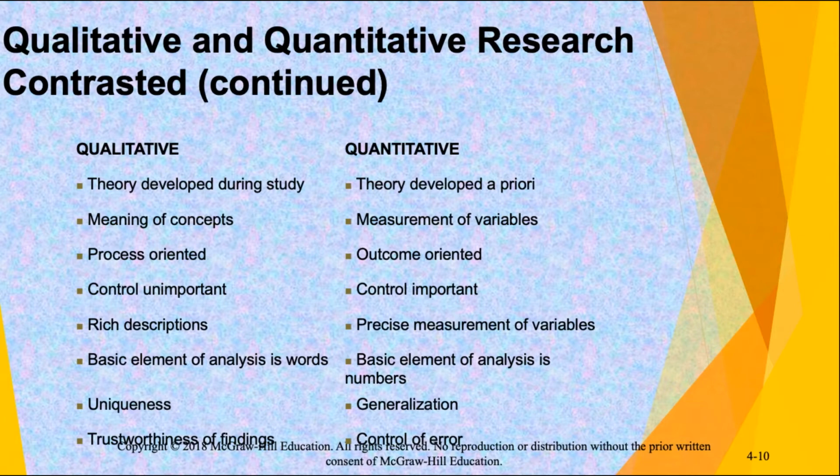And in qualitative, the basic element of the analysis is words, but in quantitative, the basic element of analysis is numbers. So qualitative is uniqueness, but quantitative is generalization. And in qualitative, the trustworthiness of the finding is higher, because we get that information from real life, from real experiences. But in quantitative, we have a control of error, because we are dealing with numbers.